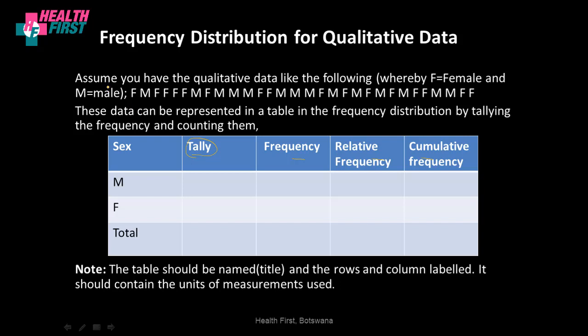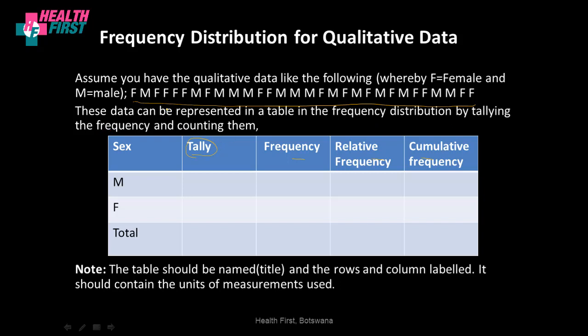It says assume you have the qualitative data like the following, where F is for female and M is for male, and you have these data points. These are individual data points. So this data can be arranged in a table in the frequency distribution by tallying the frequency and counting them.